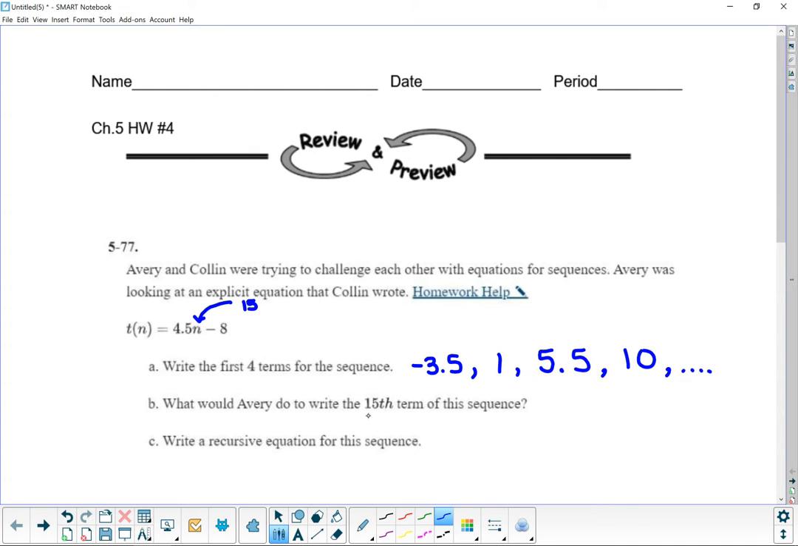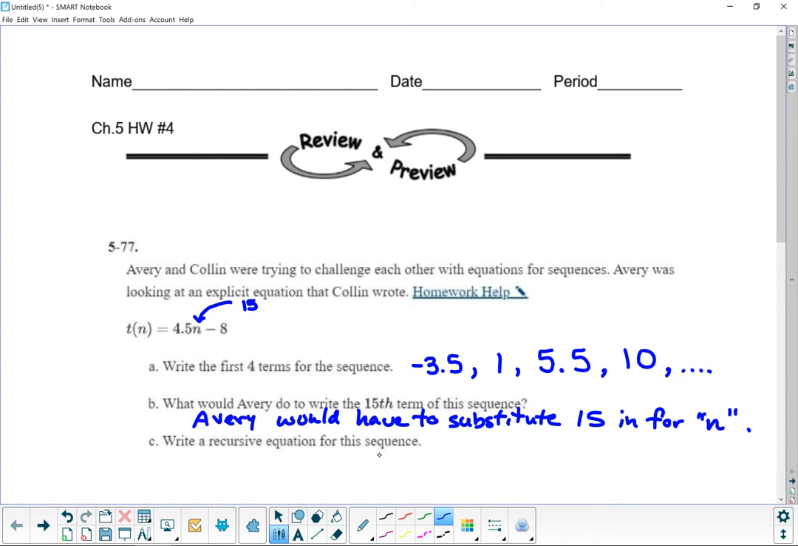So what would Avery do to write the 15th term in the sequence? Okay, Avery would have to substitute 15 in for the n.